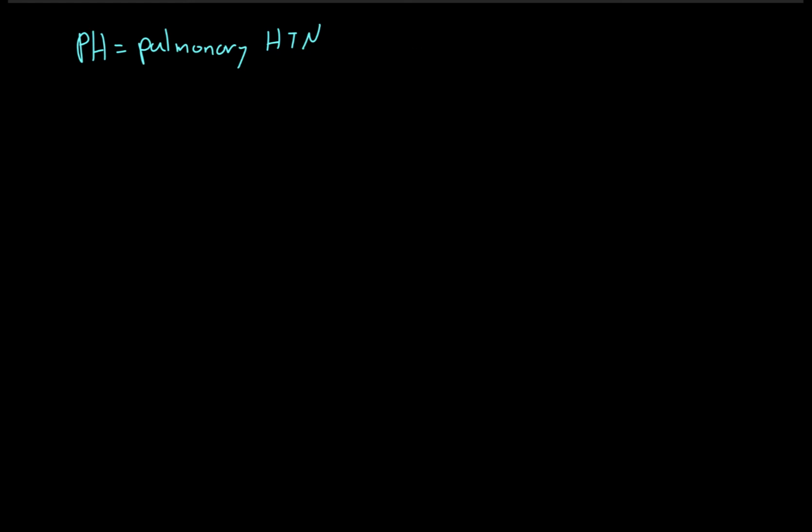mean pulmonary arterial pressure, so mean PAP, equals greater than 25 millimeters of mercury at rest. And of course, greater than 30 during exercise or activity. All right, but that doesn't really matter too much for our critically ill patient.